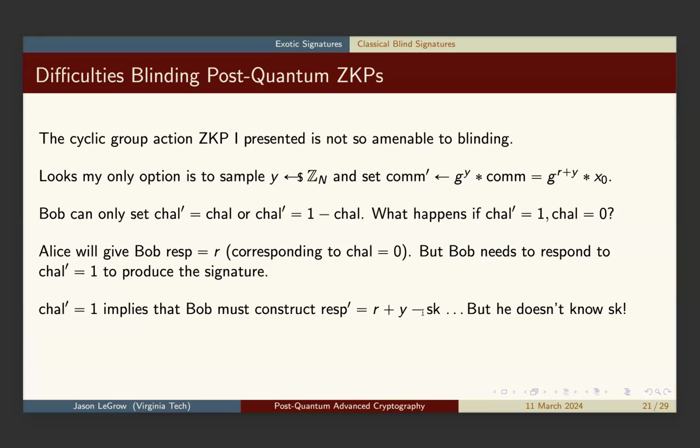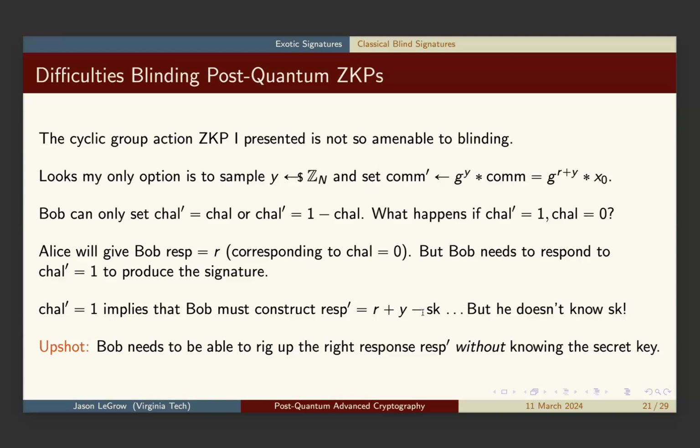So the natural thing you would do to blind this protocol simply does not work. Bob cannot construct the correct blind response, because he doesn't know the secret key. So we need some way for Bob to be able to rig up the right response without knowing the secret.